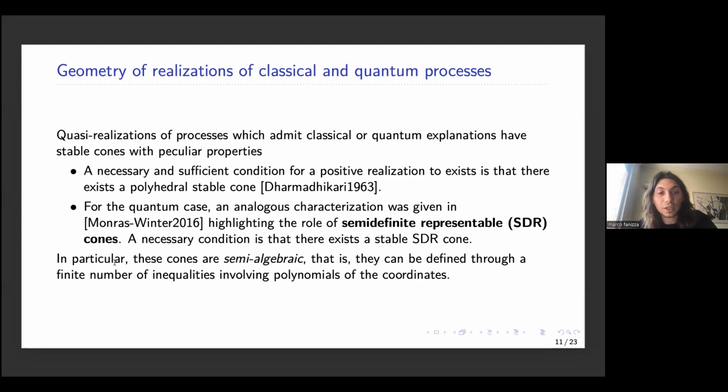In particular, these cones are semi-algebraic, that is, they can be defined through a finite number of inequalities involving polynomials of the coordinates. And so here we see a possible attack to show that quantum models are not enough, which is the one that we follow. And it is to search for quasi-realizations of stochastic processes where the only stable cones are not semi-algebraic.